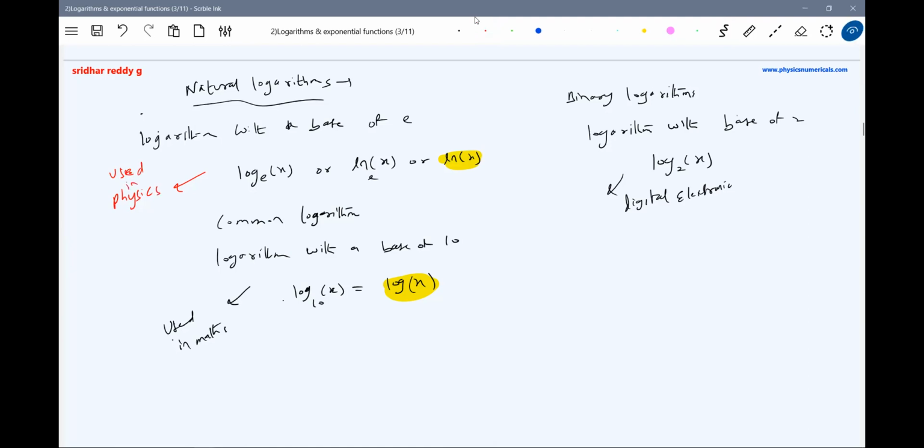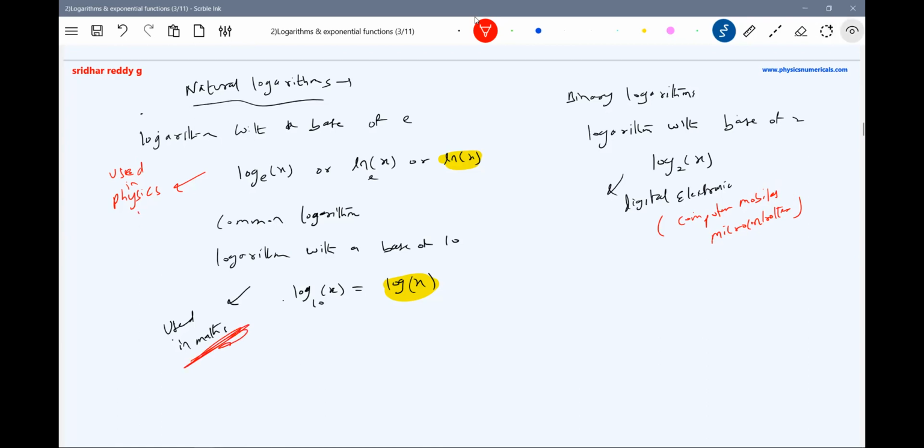Now you can ask a question like this: in digital electronics, like chips, electronic chips, computers, mobiles, microcontrollers, they will prefer this one. This is what is used in mathematics. And this is what is used in physics.